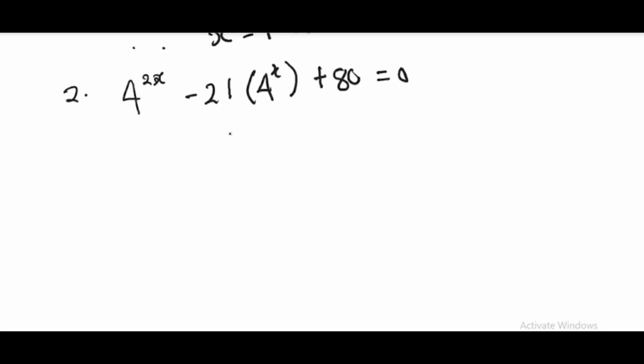So just like what we did in the first one, we say let 4 raised to the power of x be equal to y. Well, you mustn't use y, you can actually use any letter, you can use p. Okay, so if that happens, we're going to have that y squared minus 21y plus 80 is equal to 0.